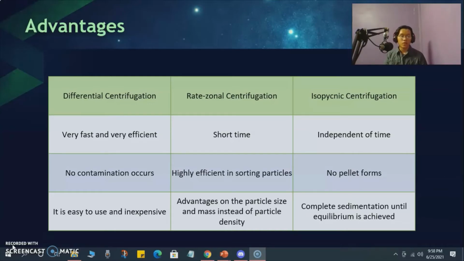It is independent of time and no pellet is formed in the centrifuge. And lastly, it has a complete centrifugation until equilibrium is achieved. So that's all for my part. Moving on to the next presenter.